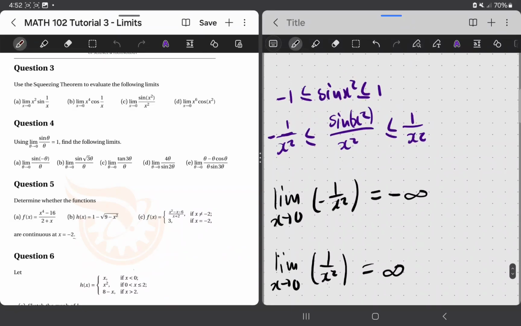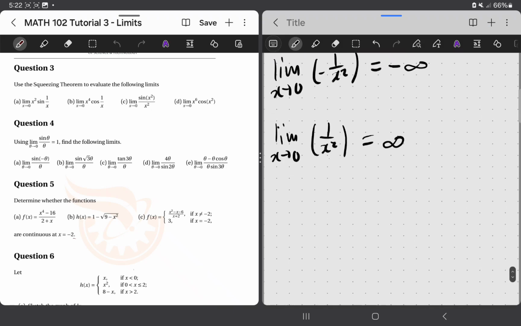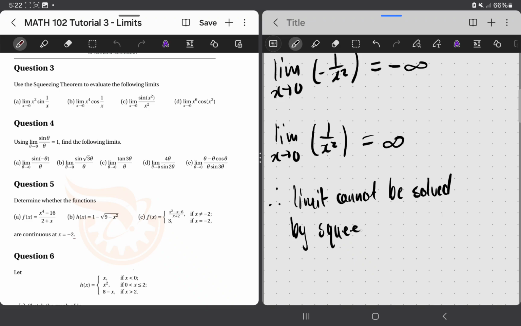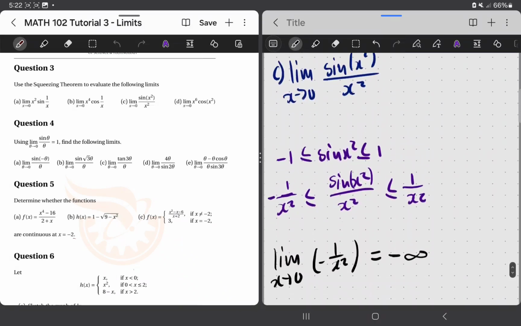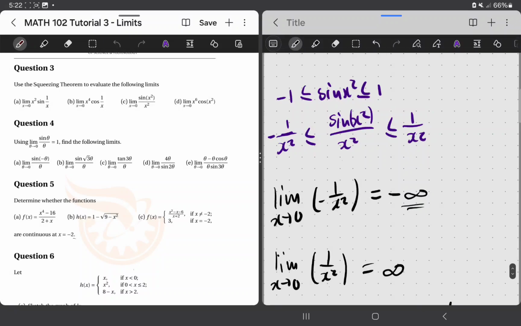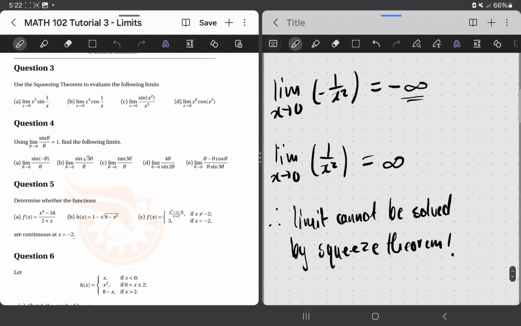Can you see that? So therefore we can say, since these are different solutions, the limit cannot be solved by squeeze theorem, okay? Because they are different. So squeeze theorem is actually saying that there is no limit, probably. But no, we can't solve it by squeeze theorem. Although some other method may lead you to an answer like 0 or 1, anyway, this is saying there is no such limit, because this one is going to negative infinity, the other one is going to positive infinity, so it cannot be solved by squeeze theorem.